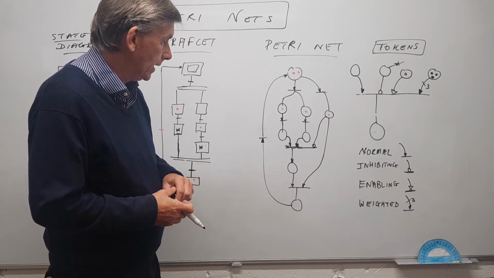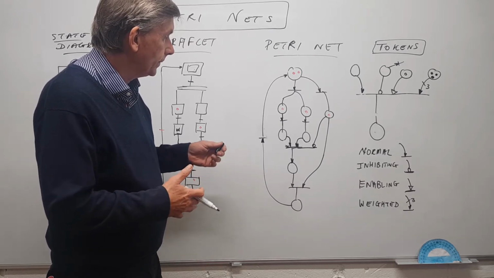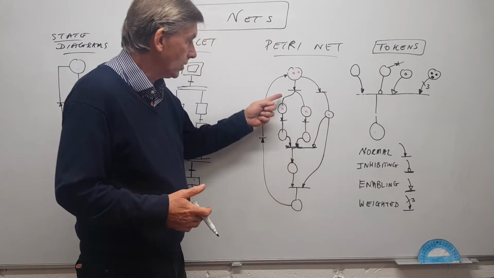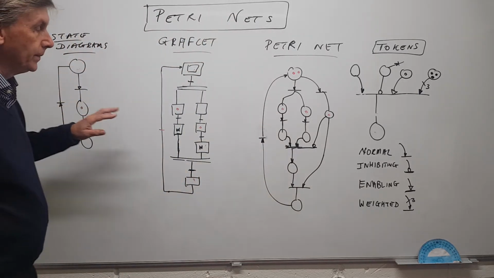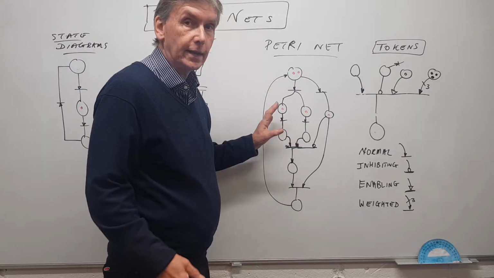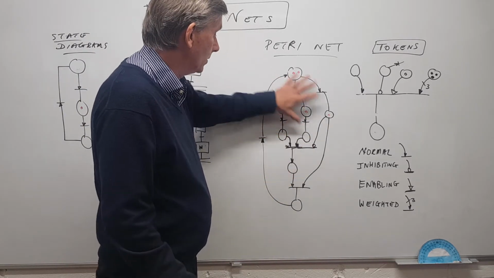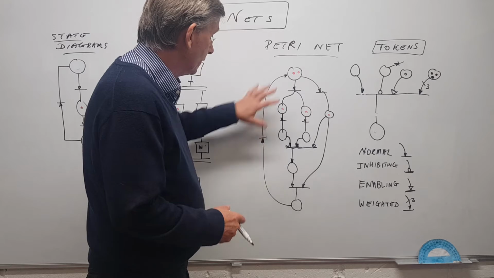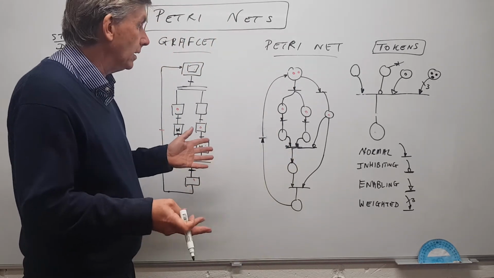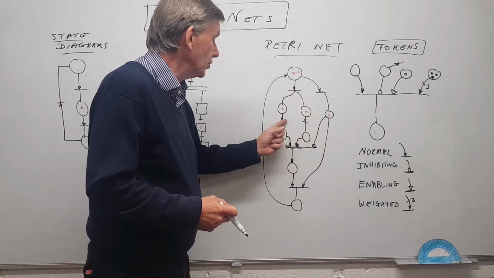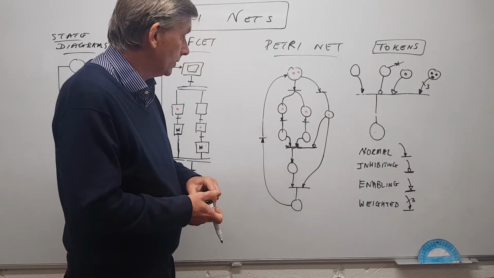So if we look at this one here, obviously because it's a more simple diagram, only one thing can really happen. And here now, there's lots of things can happen. So you can go from this, which is called a marking. And so from this marking, we could go to a whole gang of other markings, depending on what transition we chose to fire.